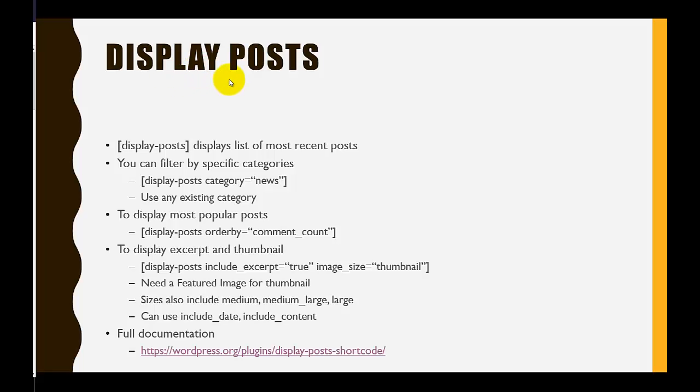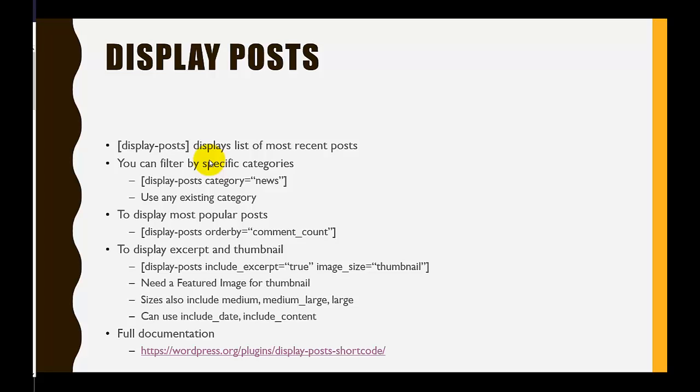Here's a simple plugin with a lot of attributes that you can add to it called Display Posts. This plugin displays the most recent post that you've put on the blog section of your WordPress website. So this isn't displaying most recent pages, but simply those blog posts. In its simplest iteration, it is simply left bracket, display dash posts, and then right bracket. That simply displays a list of your most recent posts.